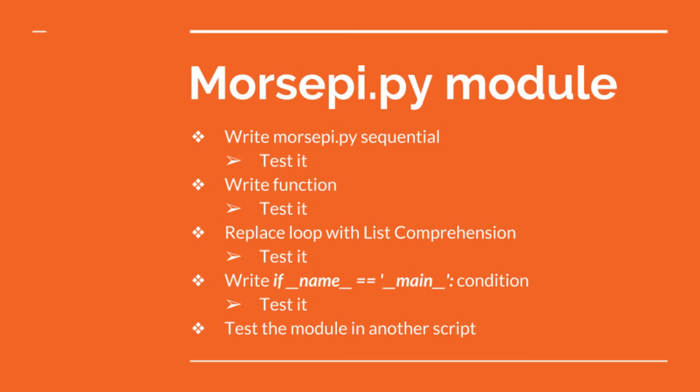For this, we're going to create a file called morsepi, and we're going to write it sequentially, then test it, then turn it into a function, test it again, replace the loop with a list comprehension, test it again, write the if __name__ == "__main__" condition, test it, and then we're going to test the module in another script.